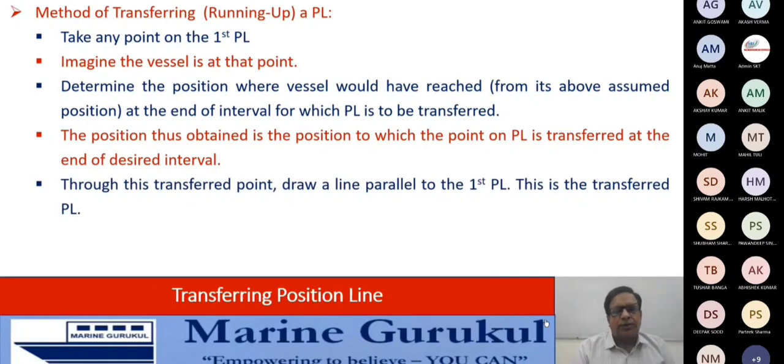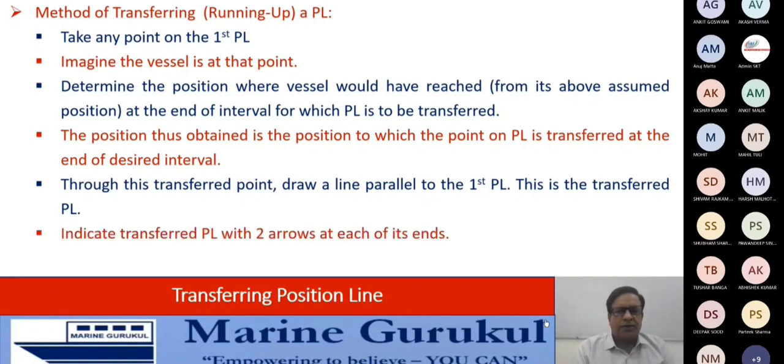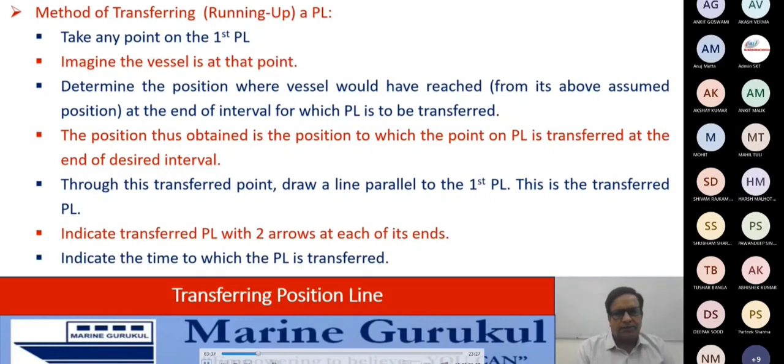Through this transfer point, draw a line parallel to the first PL. This line drawn parallel to the first PL through the transfer point is the transferred PL. Indicate the transferred PL with two arrows at each of its ends. Also indicate the time to which the PL has been transferred. Beta, let me know your doubts in any of the points. We will be doing this method on the chart now.